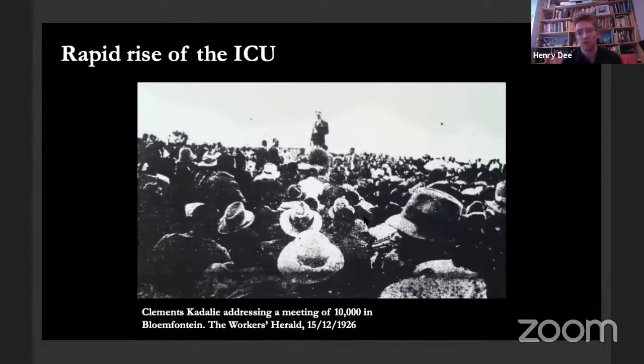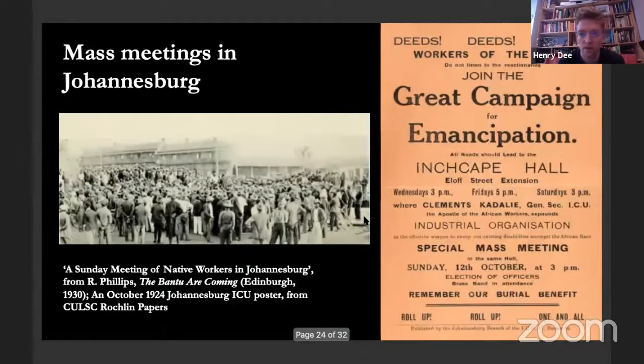So the ICU rapidly rises. It's founded in 1919. By the mid-1920s, it's organizing huge rallies like this one in Bloemfontein, attracting thousands of people. Similarly, in Johannesburg, you've got a meeting of 5,000. This is in Market Square in central Johannesburg, and they're calling on workers to join the Great Campaign for Emancipation.